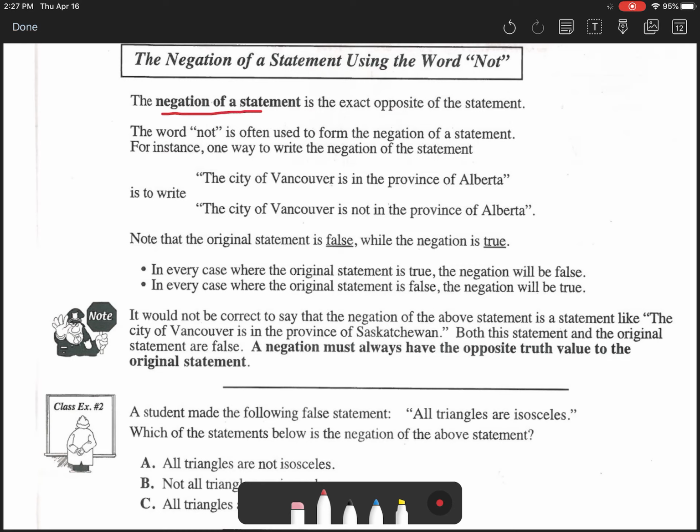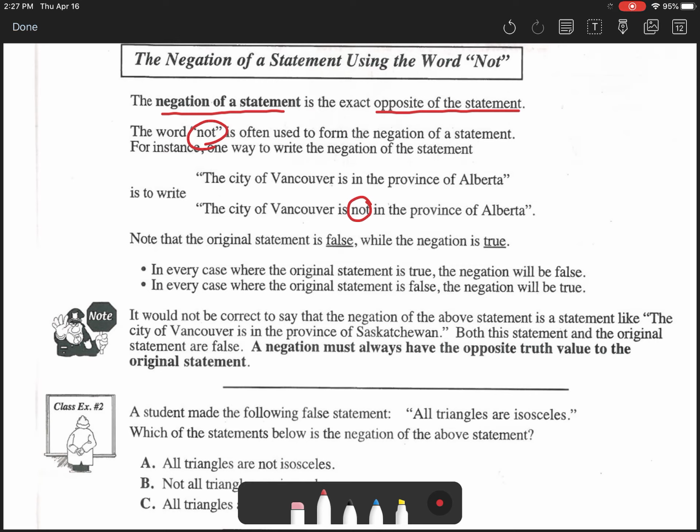Now, next page, the negation of a statement using the word not. So the negation of a statement, again, this is obviously a key phrase here. Negation of a statement is the opposite of a statement. The word not is often used to form the negation of a statement.